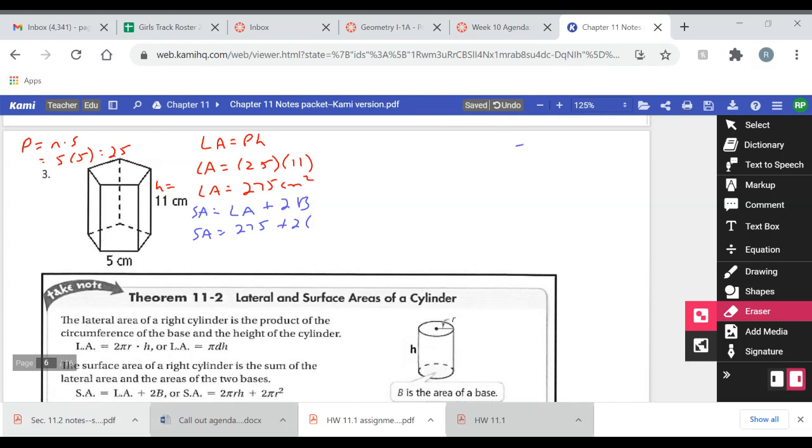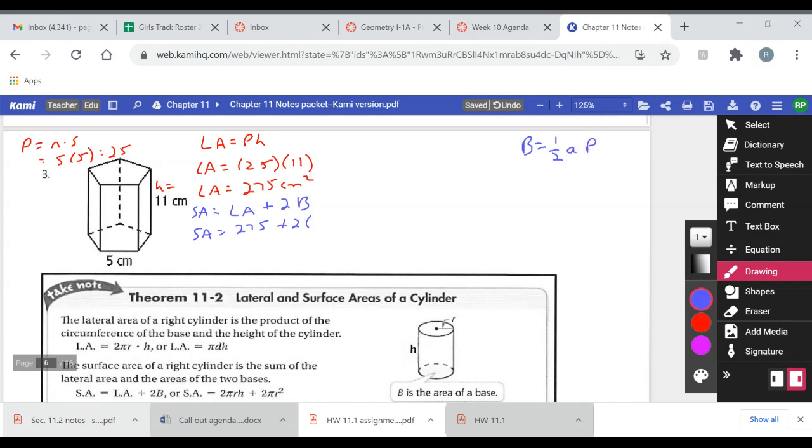Fix that. That doesn't look very good. So capital B means I need to find the area of the base. The base is a pentagon. It's a regular pentagon. So that's where I can do the 1/2 times the apothem times the perimeter.